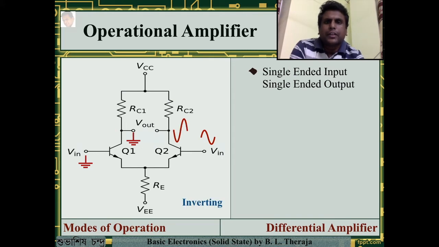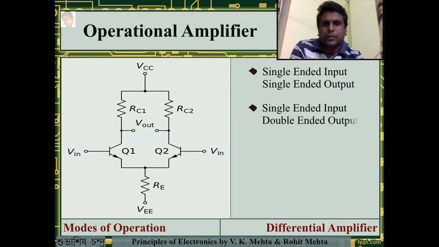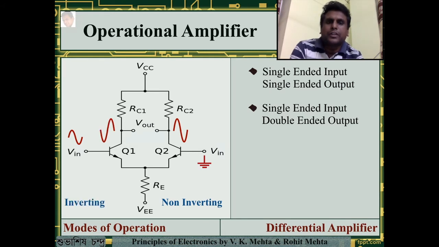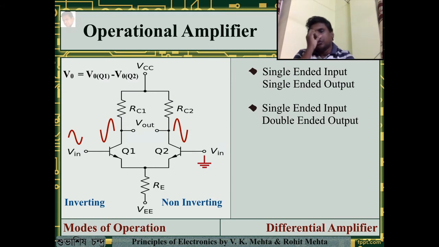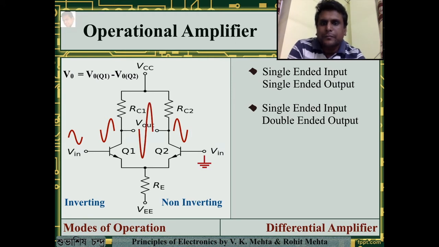Let us move on to single-ended input, double-ended output. We will provide the input to one of the terminals, but we will receive the output from both the terminals. So if you provide the input to Q1 and we receive the output, this is the non-inverting output as we have seen before, and this is the inverting output. But the total output in this case will be the superposition of both the waveforms. Mathematically, it can be expressed as V naught equals V naught Q1 minus V naught Q2. So the superposed output is this, where you get an amplified output.